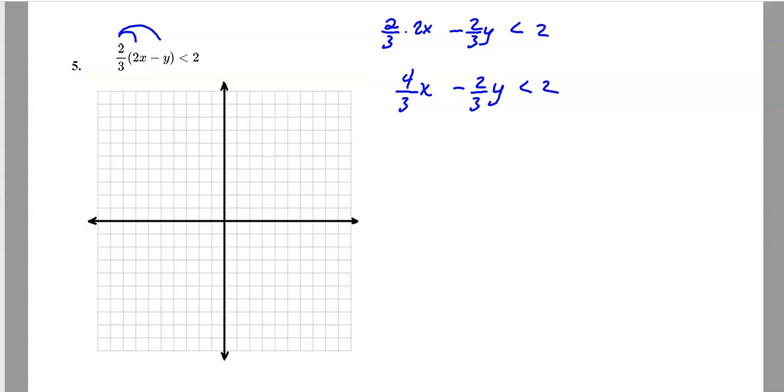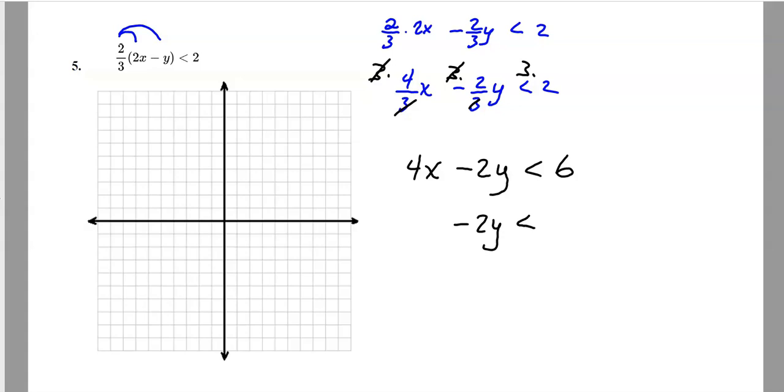Now I can clear it out by multiplying everybody by 3 if I wanted to. So now I just multiply everybody by 3. This looks a little nicer because you'll have 4x minus 2y. I don't know why I put 4y there. Is less than 6. Now I could use intercepts, but 4 doesn't go into 6, so I'm going to go ahead and just keep going. So I'm going to have negative 2y less than, let's move the 4x over here. And let's divide everybody by negative 2. Since I divided by a negative, be careful, I have to flip the sign.